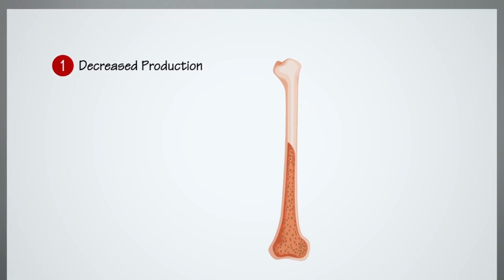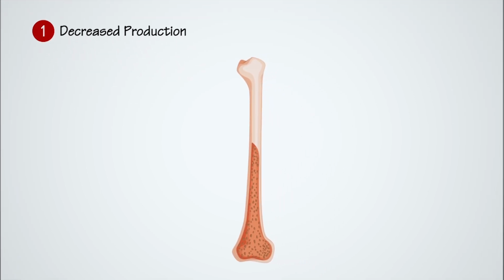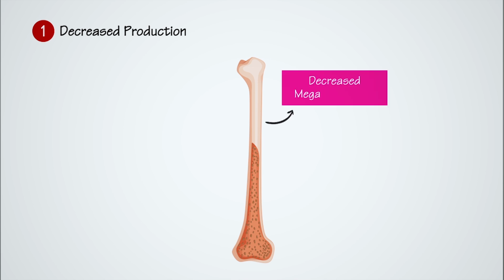Okay, so let's outline what is happening in each of these causes. First up, the decreased platelet production is the most common cause of thrombocytopenia. Well, it may occur due to either decreased megakaryopoiesis or ineffective megakaryopoiesis. Now, decreased megakaryocyte production and therefore the platelet production can be a part of a wider clinical picture.